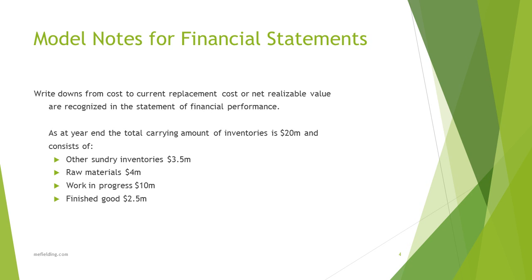So a couple of things here. They're telling you that write-downs from cost to current replacement cost or net realisable value are recognised in the statement of financial performance. Now, that's a nice little note actually, because what it's telling you therefore is that when you first acquire inventory, you always include it at cost.